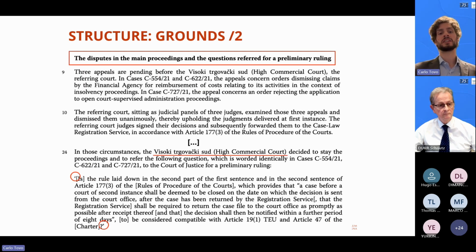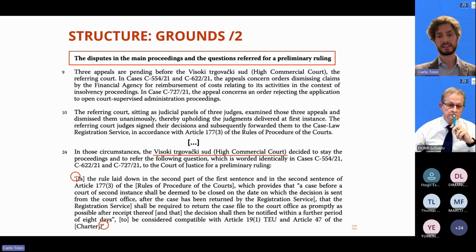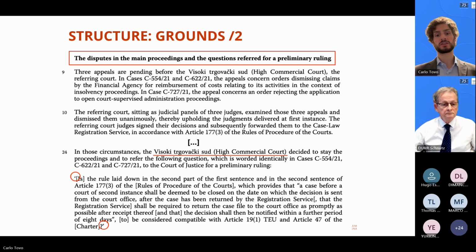Then there is a section on the factual background to the dispute, which is called, for preliminary rulings like this one, the dispute in the main proceedings and the questions referred for a preliminary ruling. There you can find a summary of the facts and legal issues of the main proceedings before the national judge who is referring the questions to the court. And you can also find, see this point 24, the preliminary questions in themselves, as they were formulated by the referring court. You see here, these questions are cited word by word. This is a preliminary ruling.